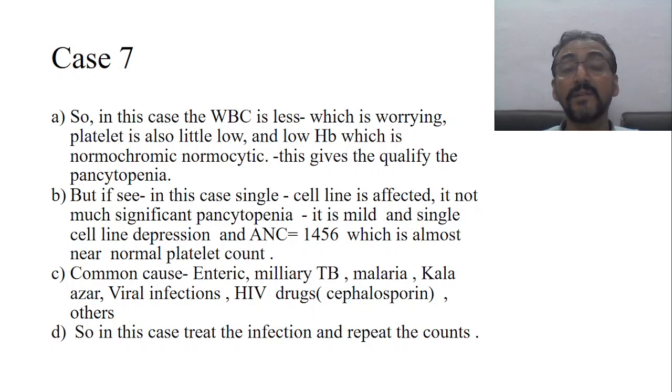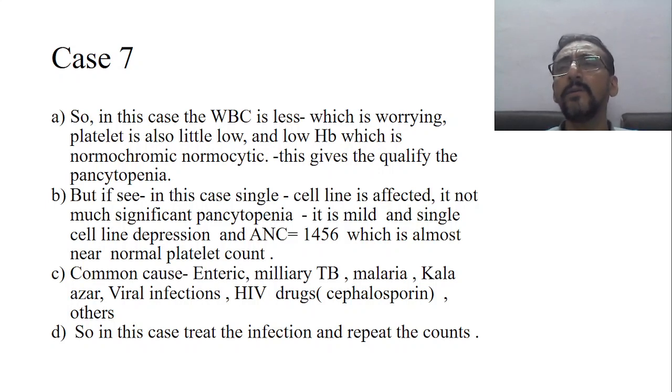the single cell line is affected, so it is not much significant pancytopenia. That means WBC is very low, single cell line is affected much more. If you look into RBC, it is not much decreased. If you look into platelets also, it is not much decreased. Platelets come down to 50,000, so it is not a big issue. This is above 1.5. So there is no significant decrease in all the three cell lines, but WBC is significantly decreased. Okay. So the common cause is enteric fevers.